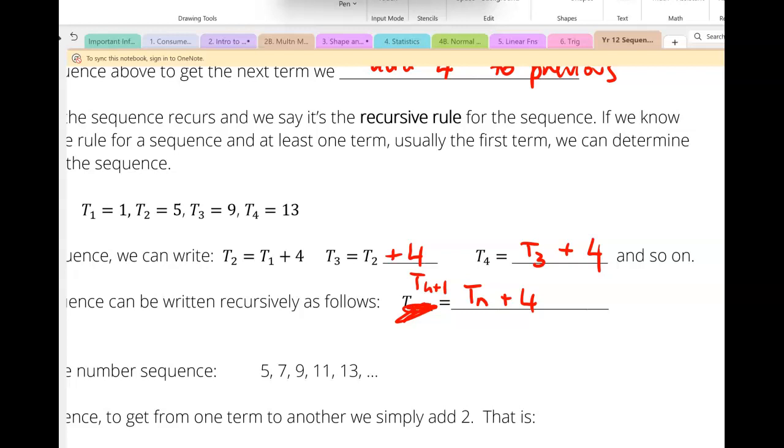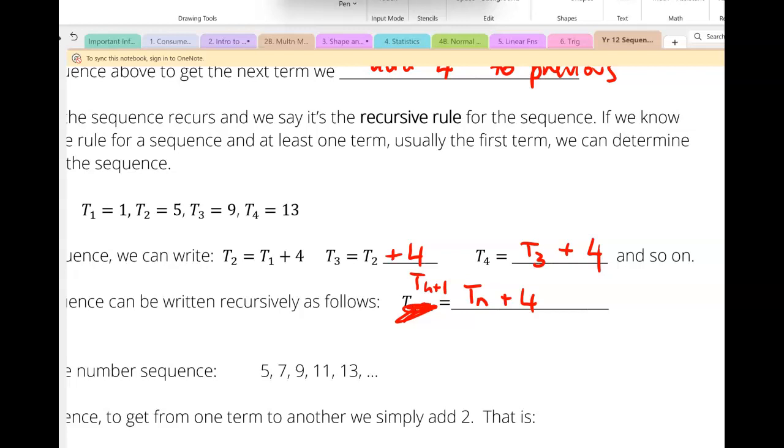So that is the crux of a recursive definition. It's kind of an algebraic approach, but we're using the previous term to get the next term. So that connection between Tn plus 1 and Tn is important. Tn plus 1, one position more. It's a subscript. It's a positioning. N represents a positioning. N plus 1 is one position more. And then we're adding 4 to whatever that term number is.